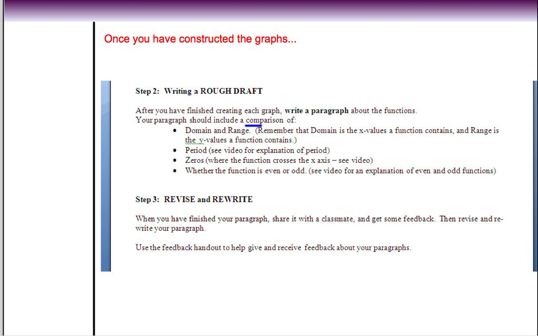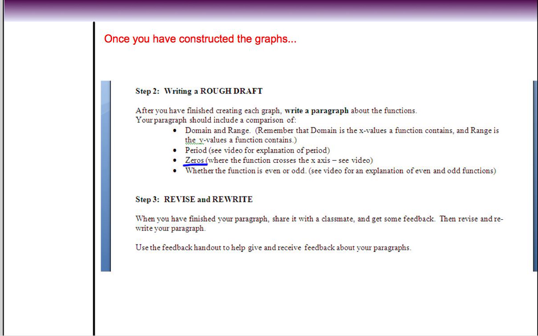So your paragraph should include a comparison of these things that are listed here, but they should not be limited to these things. So you should be talking about or comparing and contrasting the functions in more ways than just what I have listed here. But some of the things that I want you to talk about are domain and range. Now don't worry if you don't remember exactly what domain and range is. I'm going to cover it at the end of this video here. I also want you to talk about the period. Again, I'm going to do a little instruction about the period of a function in this video.